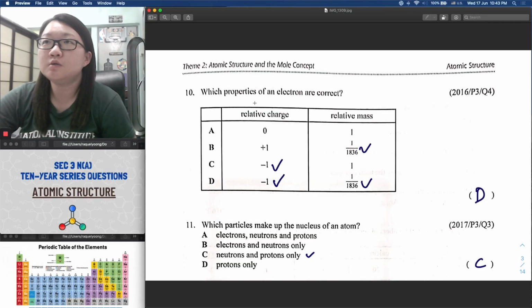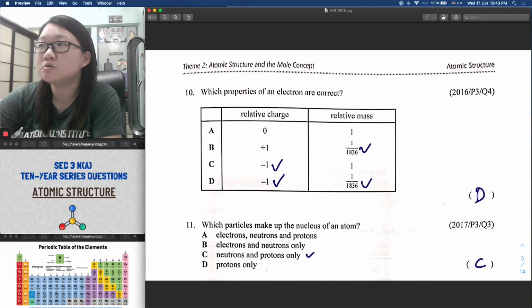Question 10. Which properties of an electron are correct? As you can see, the questions are kind of repeating. It's starting to get a bit boring. So again, electron, relative charge -1, relative mass 1 over 1836. So answer is D. Question 11. Which particles make up the nucleus of an atom? It's the exact same question. Neutrons and protons only.